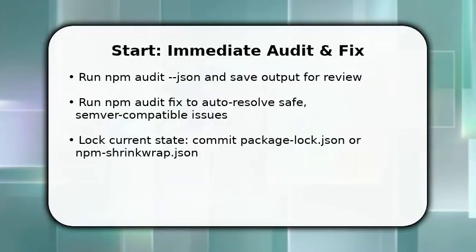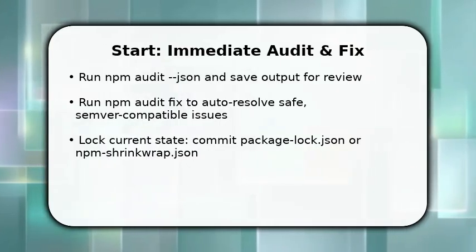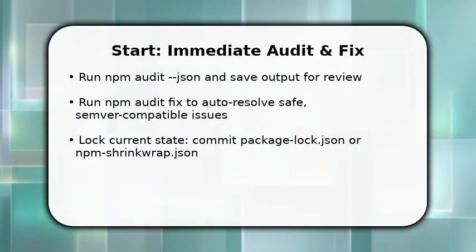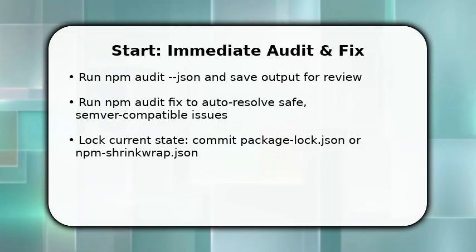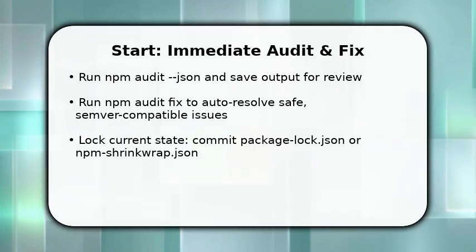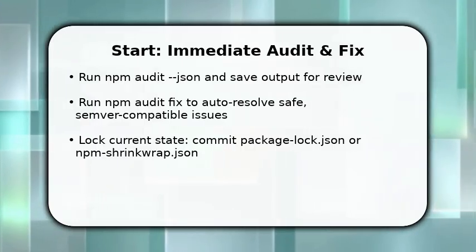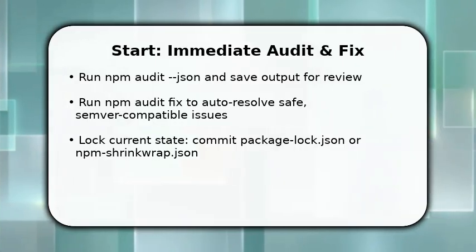You start by treating the vulnerability scan as actionable data. Run npm audit --json and inspect high and critical entries, then run npm audit fix to apply semver-safe upgrades immediately. Once done, commit package-lock.json or create an npm-shrinkwrap.json so your CI uses the same dependency graph.